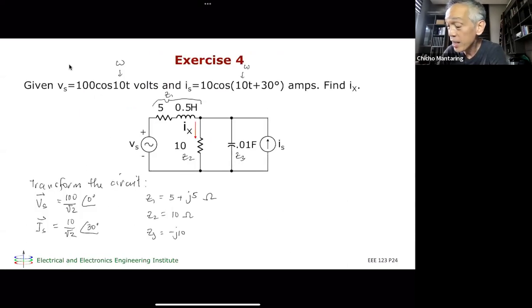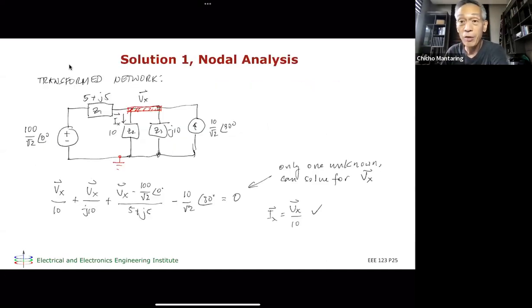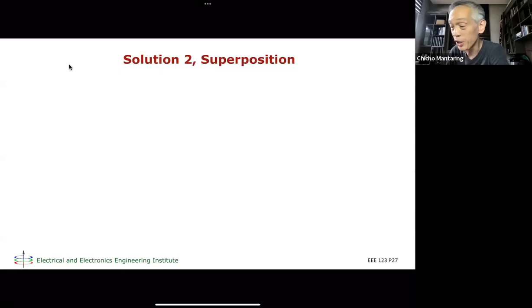But here, the time domain expression is being asked. So what you do is convert from a phasor, do the reverse transformation from phasor to time domain. So that's okay. Do you have an idea how to do it? Yes. Okay. What if I wanted to use superposition?